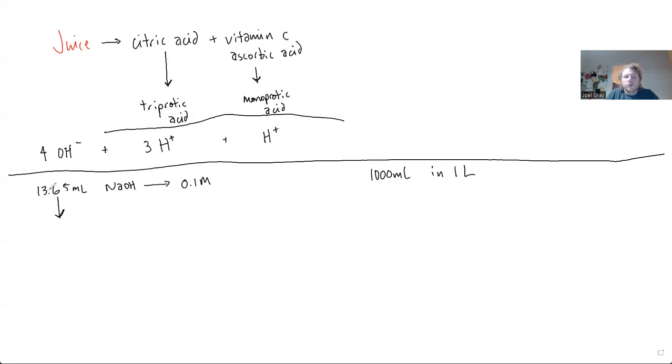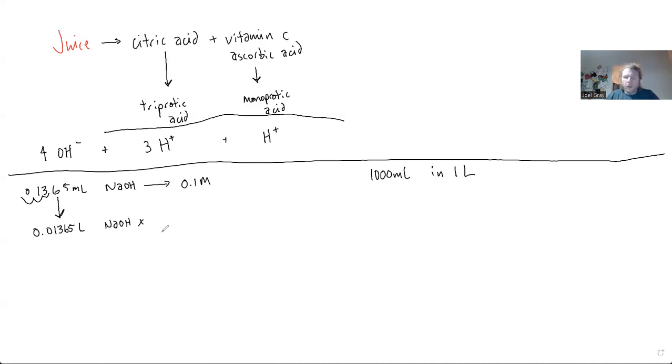So we're going to move our decimal place. Since we're converting from milliliters to liters, we're going to move our decimal place 1, 2, 3 places. So we're going to end up with 0.01365 liters of sodium hydroxide that were added. As soon as we have the volume of sodium hydroxide, we need to look at the concentration. Our concentration is 0.1 molar.